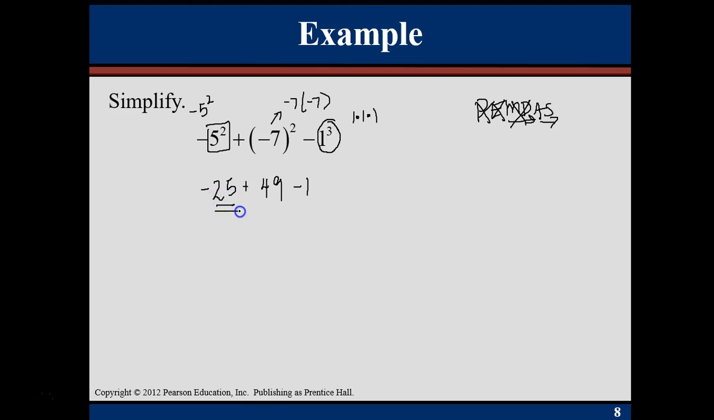When you're adding numbers that have opposite signs, you find the difference between the two numbers and take the sign of the one that has a larger absolute value. Well, 49 is a larger absolute value, and it's positive. So it's going to be a positive 24. 24 minus 1 is 23.